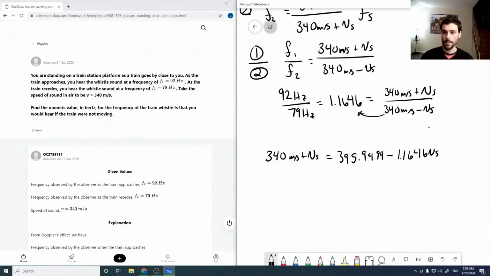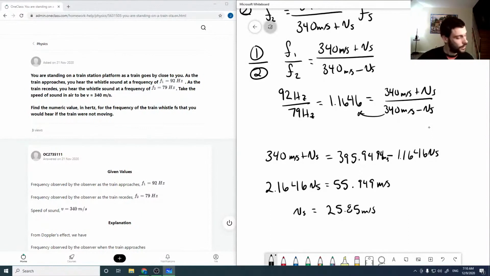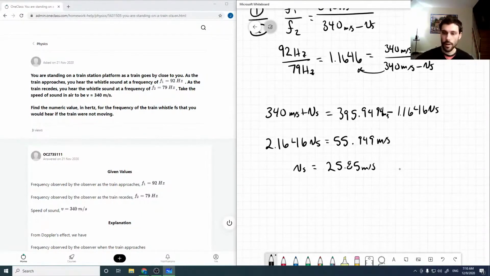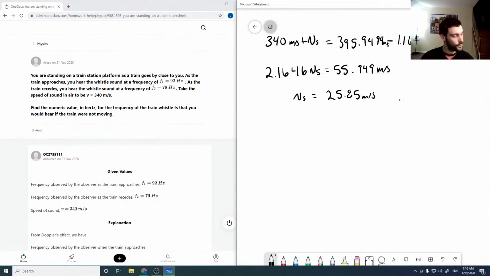So now moving that to the other, so swapping, and so we have Vs on one side, sorry, is equal to 55.949, and these should be in meters per second still. And so then dividing and solving for Vs, V source is 25.85 meters per second.